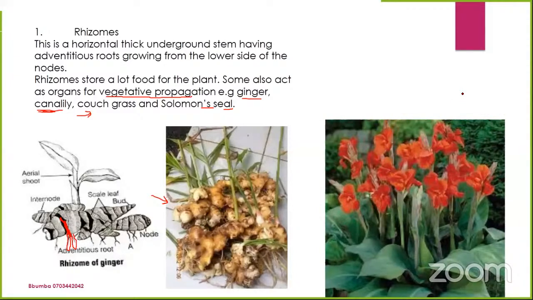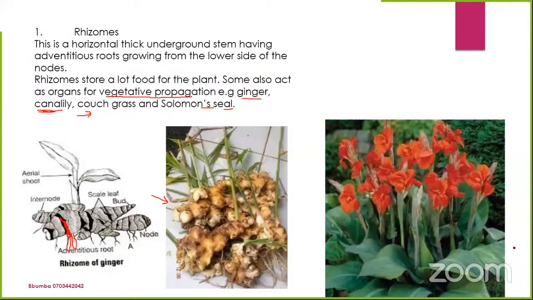I was asking that some rhizomes have the same roots as bulbs. That is true. They have adventitious roots, both the rhizomes and the bulbs. And we are yet to study about bulbs. We have not yet reached there. Thank you for that contribution, Angel.